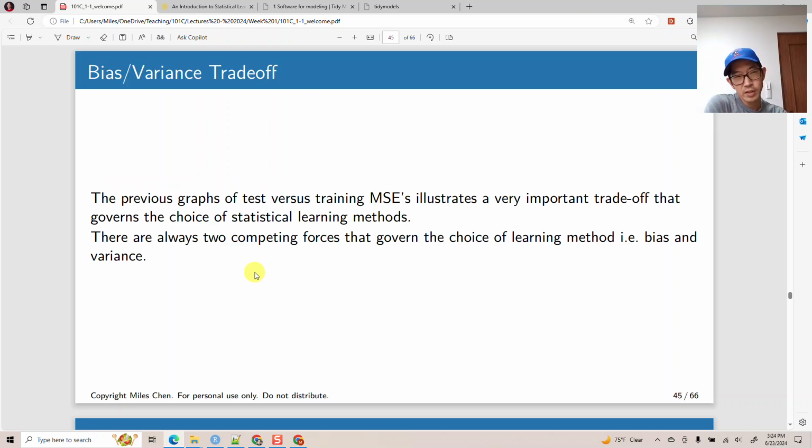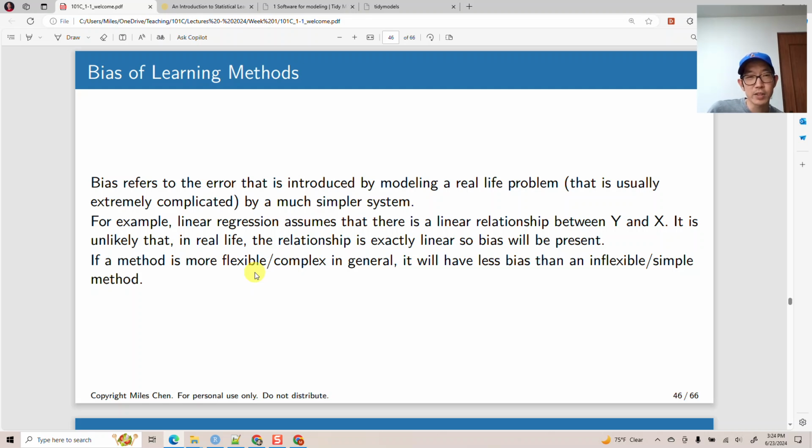So these graphs that we showed you illustrate the issue of the bias-variance trade-off. We have competing forces that govern the choice of the learning method and how flexible we might want it to be, and that's the battle between bias and variance.